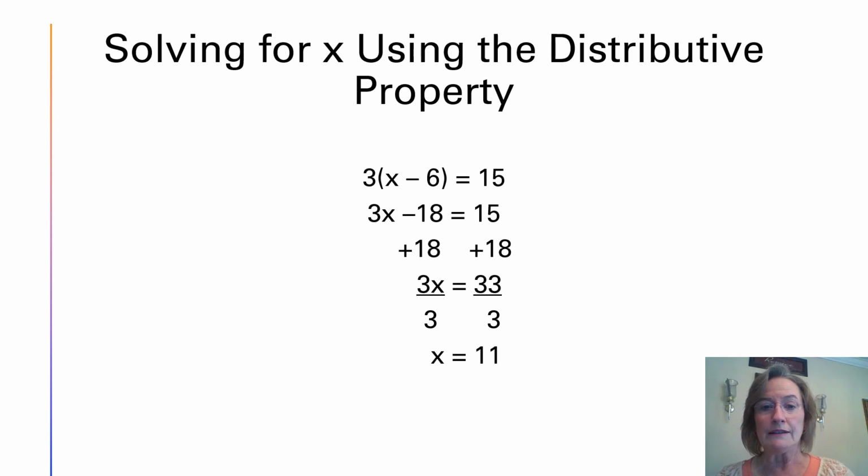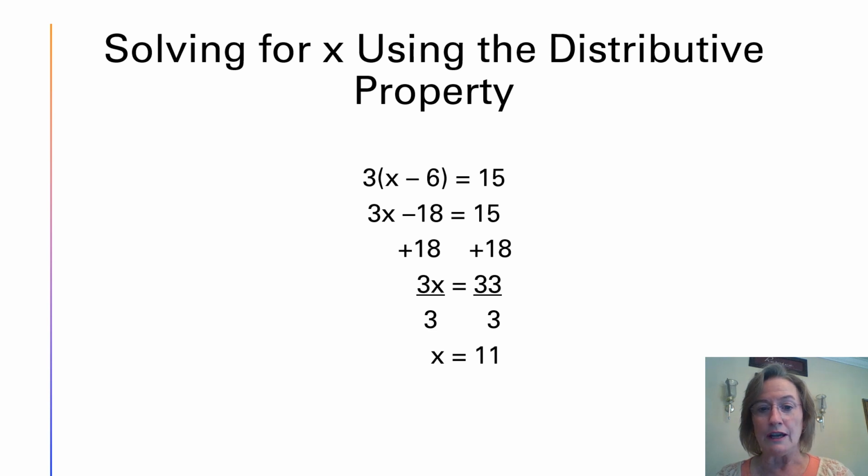Now look at this. This is just our normal solving a two-step equation. So our next step is add 18 to both sides. That gives us 3x equals 33. Next step, divide by 3. And so our final answer is 11.